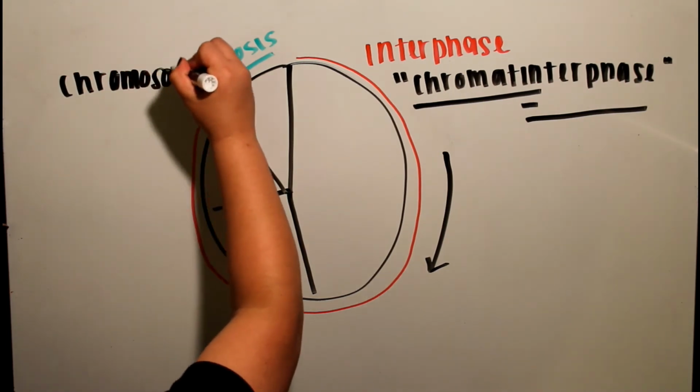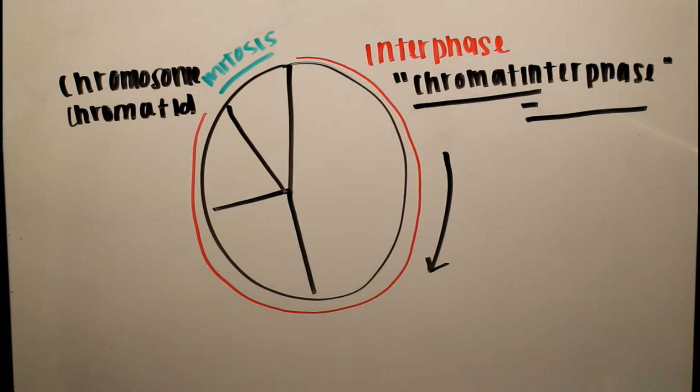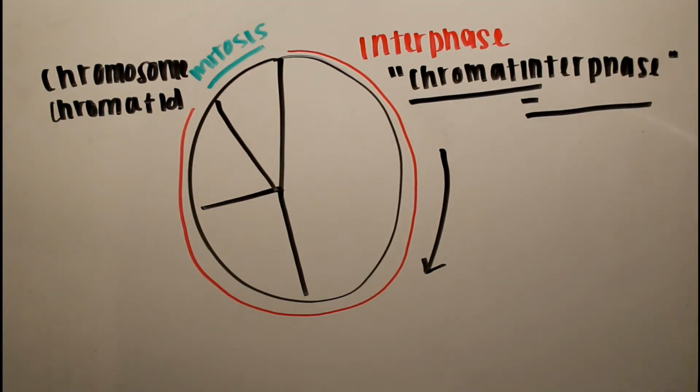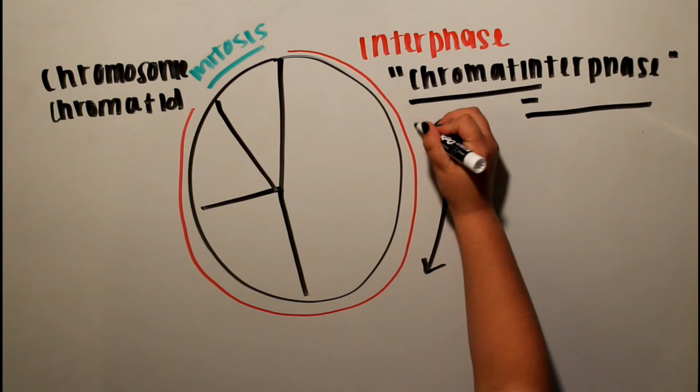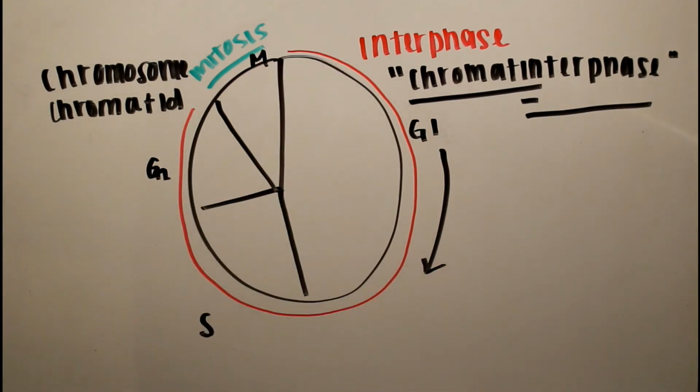Now let's talk about the last 5% of the cell cycle, mitosis, which is denoted in green. This is where we encounter chromosomes and chromatids. Now, let's fill in the phases of the cell cycle. First is G1, or gap 1, then synthesis, or S phase, G2, or gap 2, and finally M for mitosis.